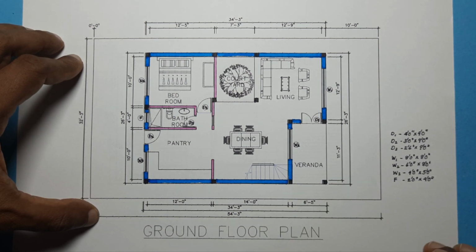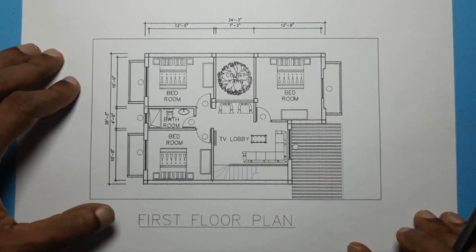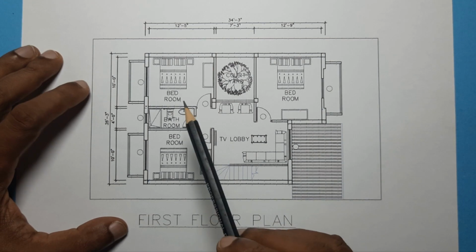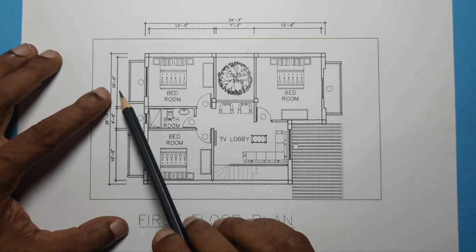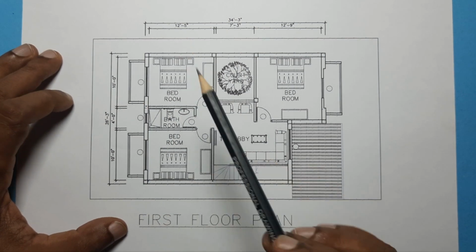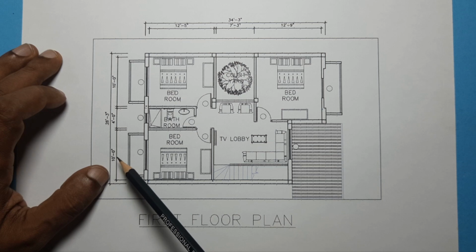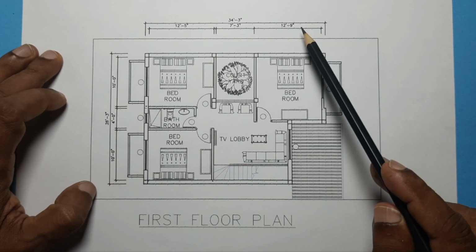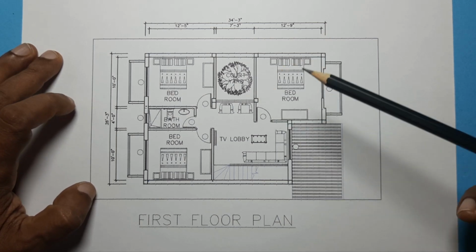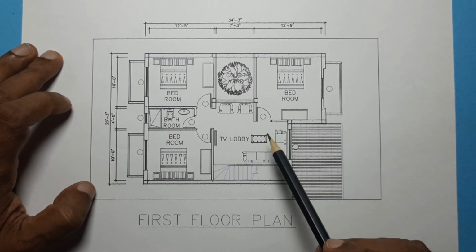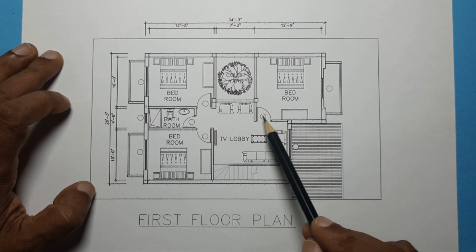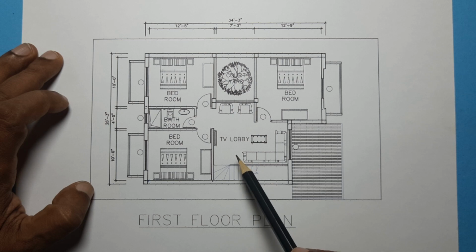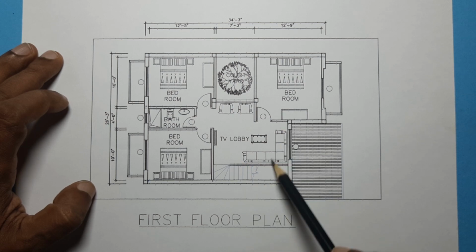Next I will explain the first floor. The first floor consists of 3 bedrooms. Bedroom number 1 measures 10 feet by 12 feet 5 inches. The other bedroom is 10 feet by 12 feet 5 inches. The master bedroom will be 12 feet 9 inches by 12 feet 9 inches. And there will be a gathering space we use as a living area, measuring 14 feet by 10 feet.